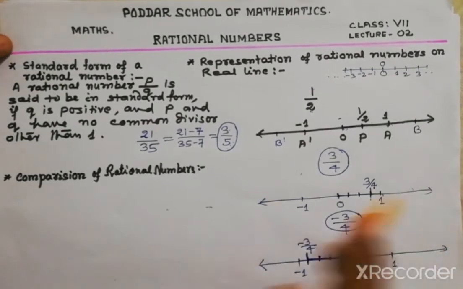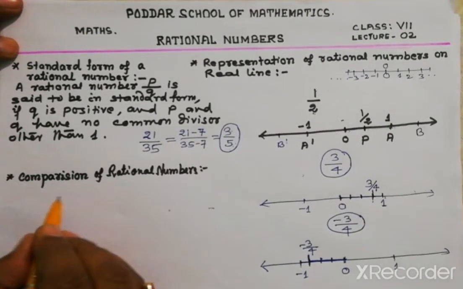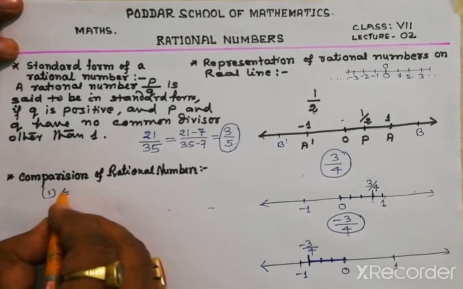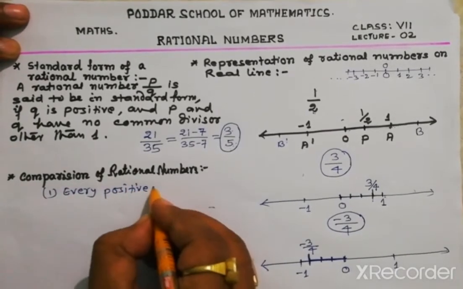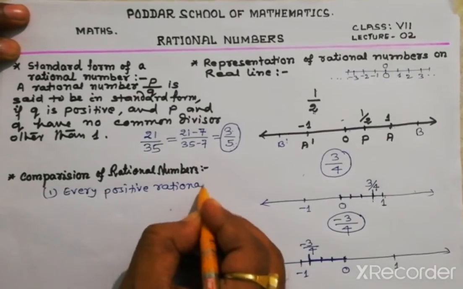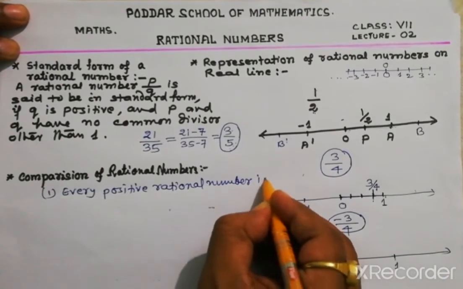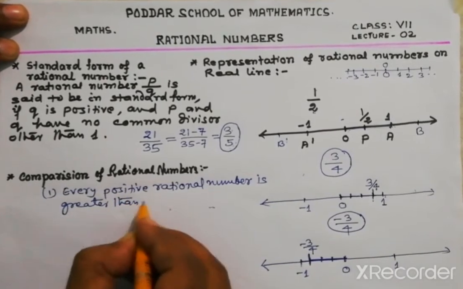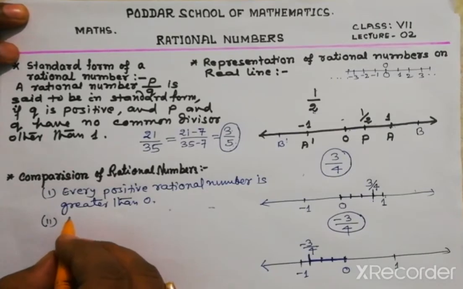Now comparison of rational numbers. It is clear that every positive rational number is greater than 0. First point is every positive rational number is greater than 0. This is first. Second, every negative rational number is less than 0.